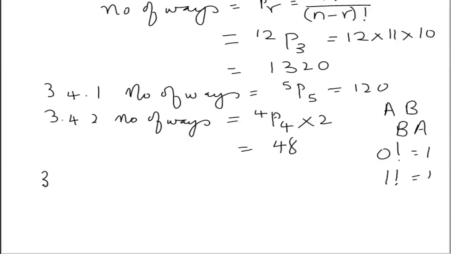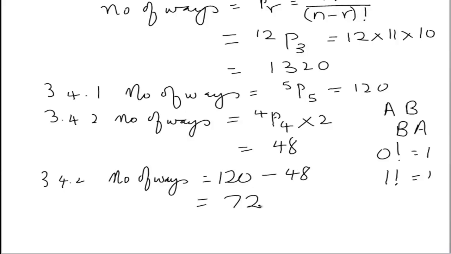Then if you take 3.4.2, it is talking about in how many ways can the group sit together if 2 people refuse to sit next to each other. There are 48 ways in which they can sit next to each other, but if they refuse to sit next to each other, then it means that 120 minus 48 is 72 ways in which they will not sit next to each other.